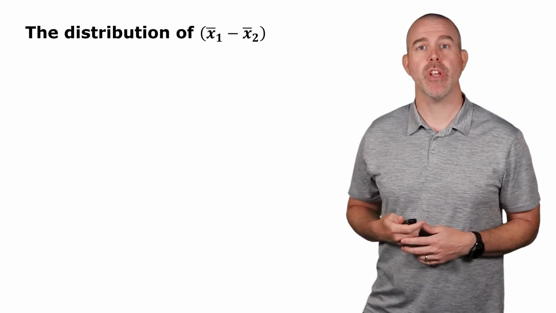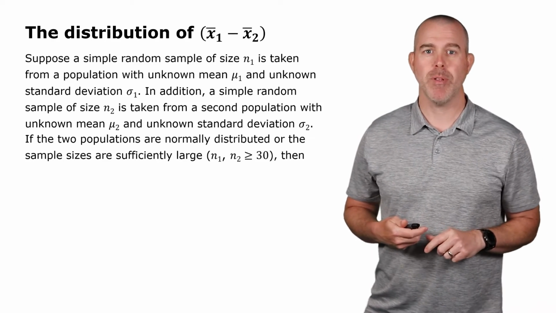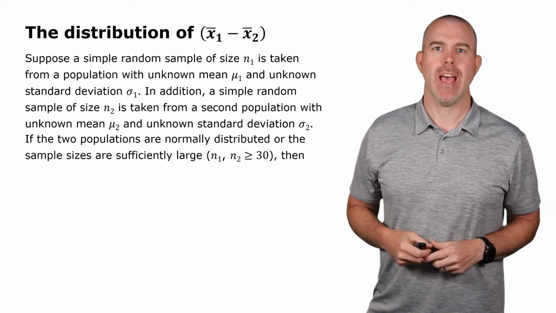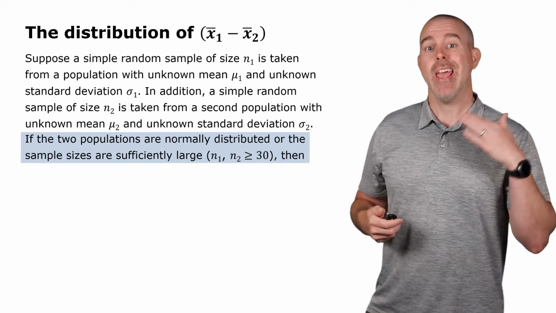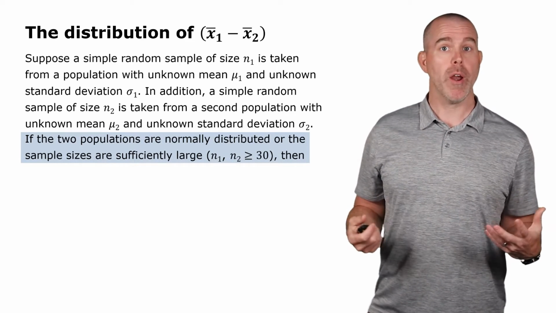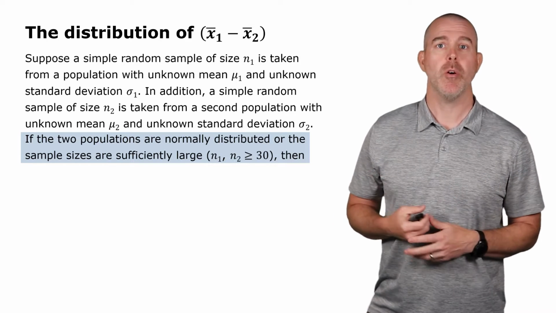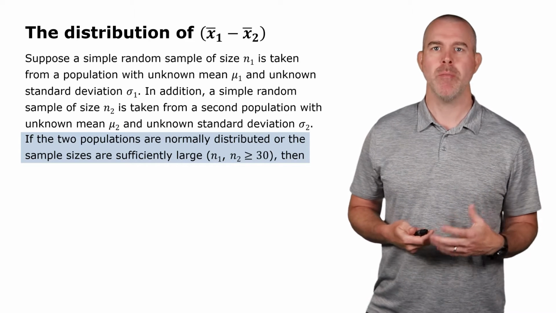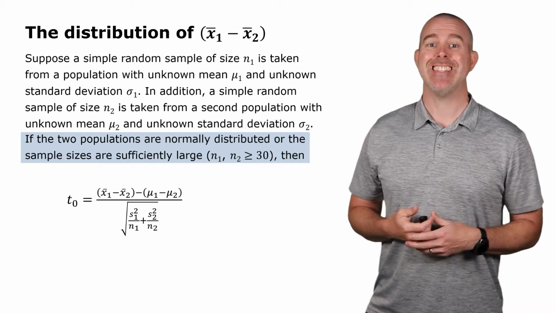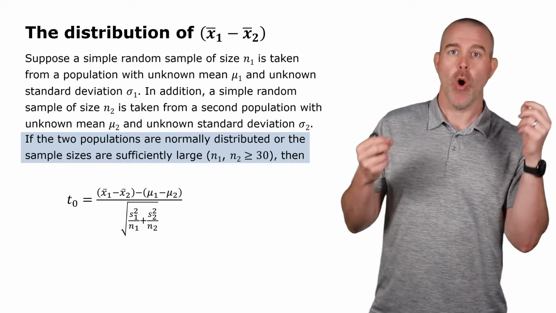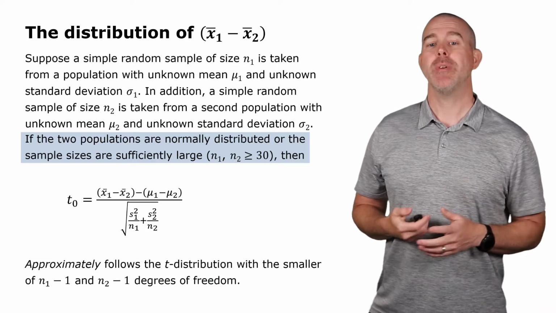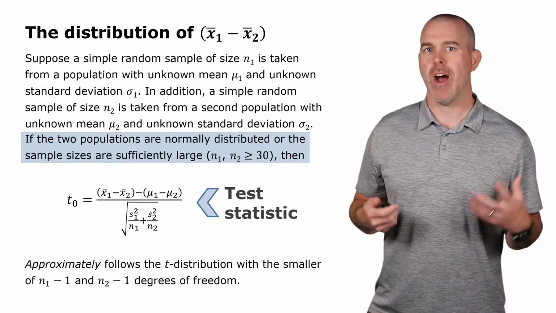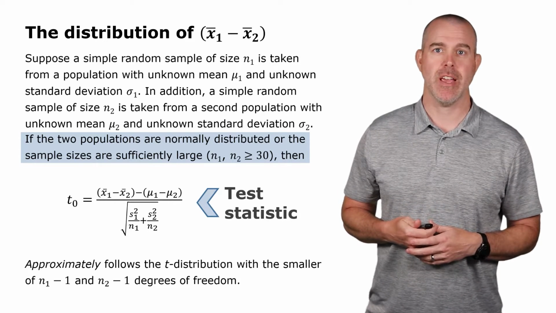So again, the distribution of our difference between two sample means. A lot of words here, but basically if you have two samples taken from two populations, each population has its mean and standard deviation, then if the two populations are normally distributed, or your sample size is sufficiently large for each, about 30, and again, we've talked about this before, that's not a hard line, but that's a good kind of minimum level, then this t statistic here, the value minus its mean over its standard deviation, will approximately follow the t distribution, and you can see the degrees of freedom there. That's going to be our test statistic for this hypothesis test.